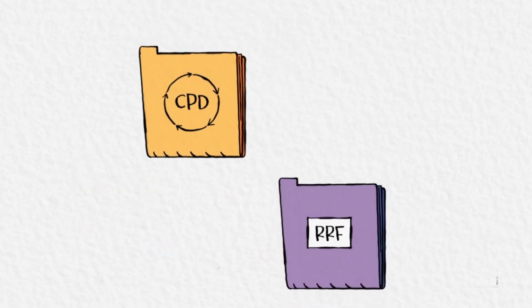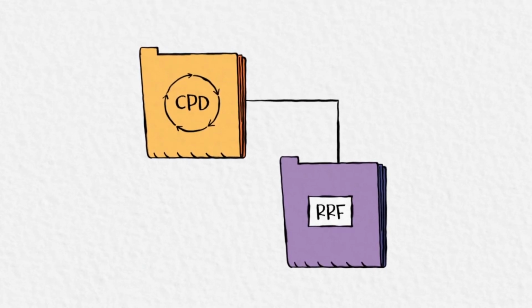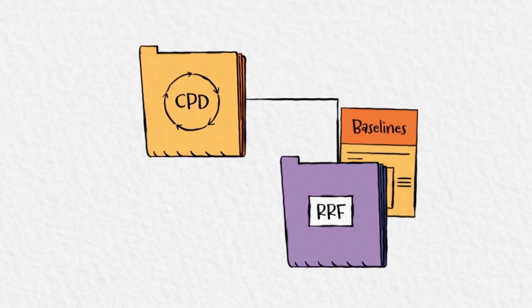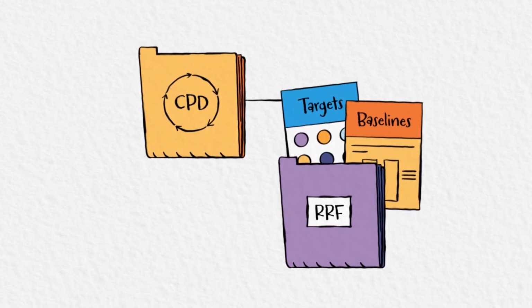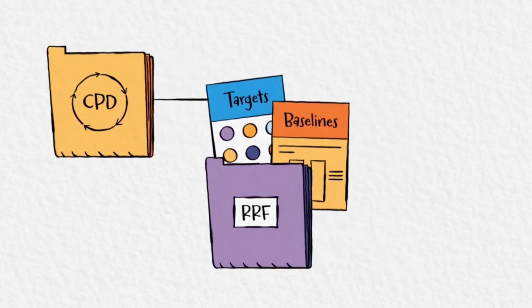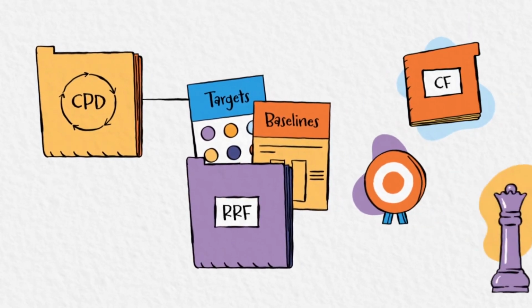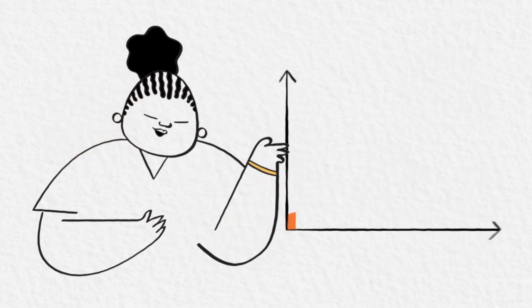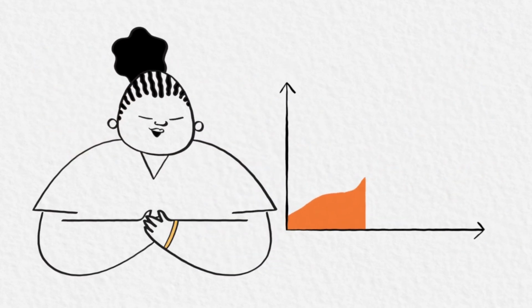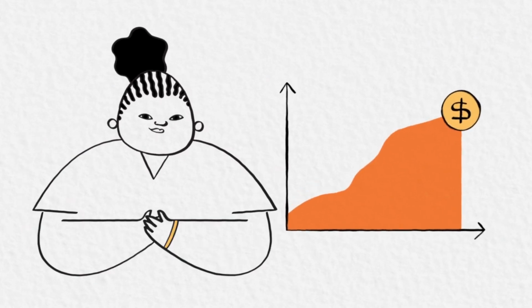Lastly, the CPD includes the Results and Resources Framework, RRF. Be sure that the baselines and targets are based on well-documented monitoring processes. The indicators must also show the contributions to the CF, national priorities, and the strategic plan. Each output in the RRF must also include an estimate of financial resources from all funding sources.